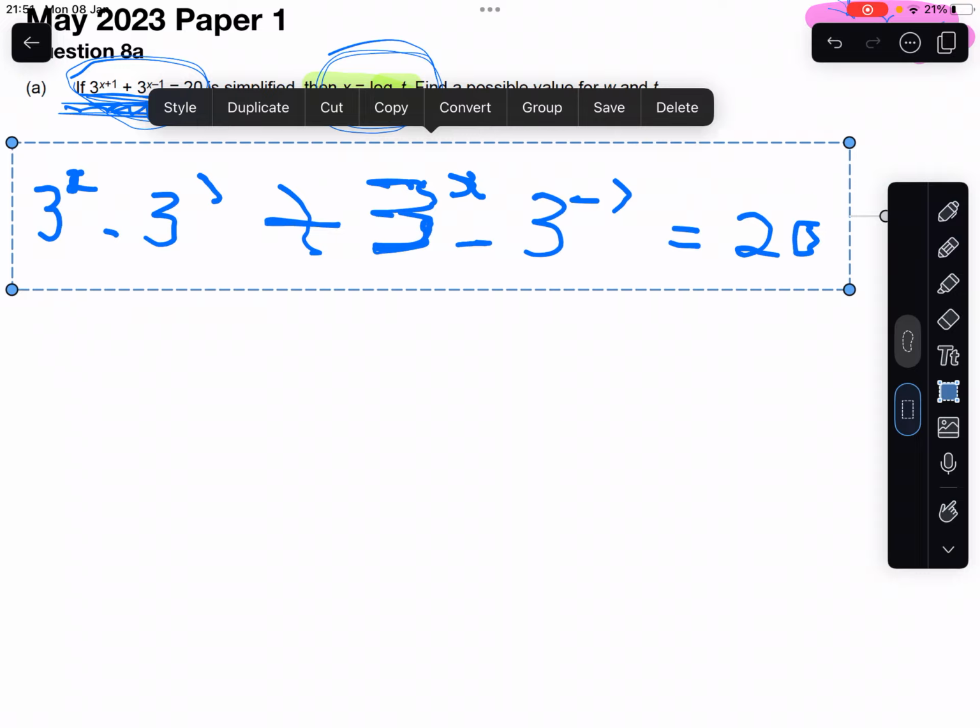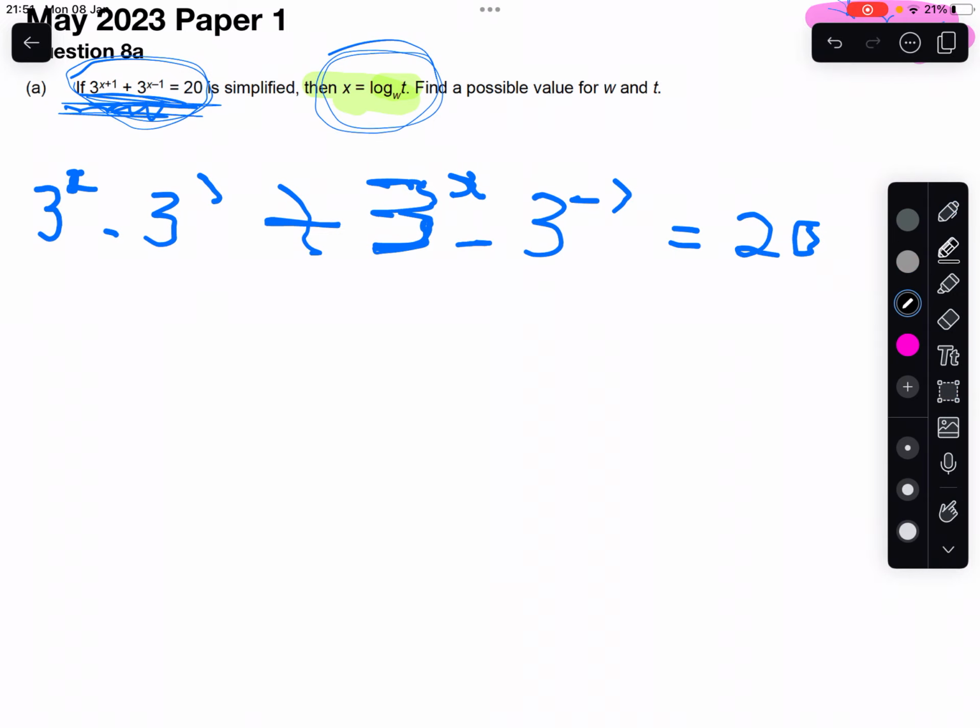Right, so what do we then notice? We notice that our two terms actually have a factor in common. They both have a 3 to the power of x in common. So we can factor that out.